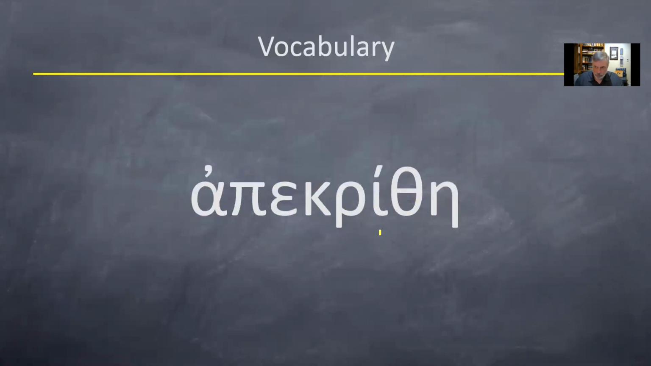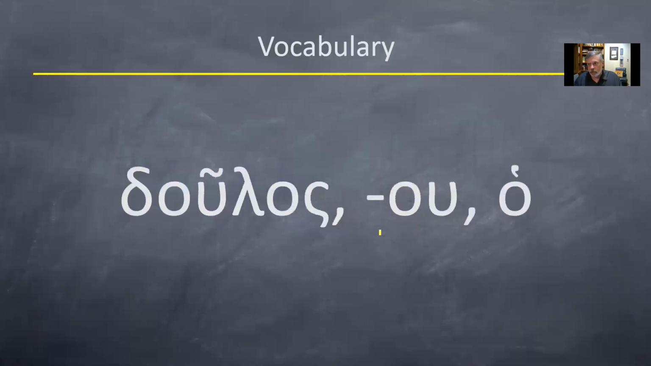Anyway, so that's, I think, enough of that. Apokrithe, he, she, or it answered. Doulos, doulou, ho. Well, this is not an adjective. I know it's not an adjective because in my lexical form I have doulos with its genitive form doulou and its masculine singular article ho. So this is a masculine.